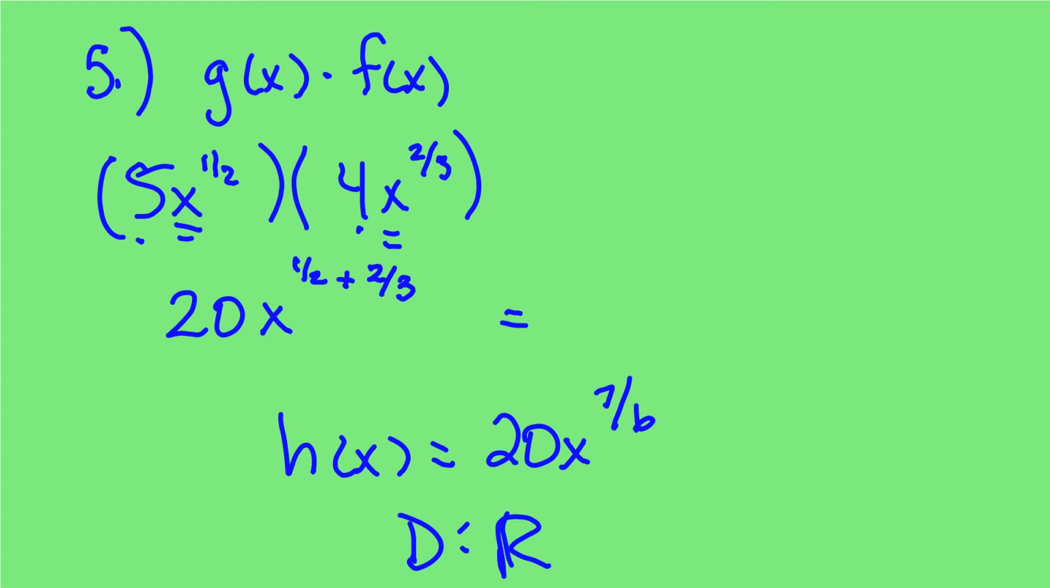Domain is all the reals, and because that's even, it's R plus and 0. And that's it.